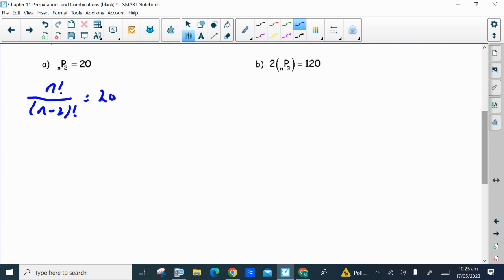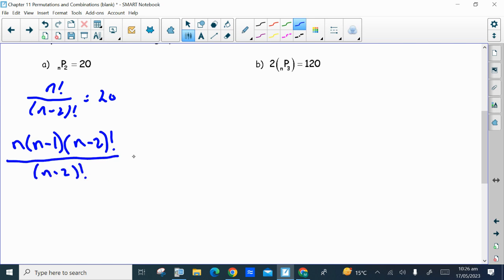And then, like we did yesterday, we can simplify the expression on the left by expanding either the top or the bottom. Remember, you always expand the larger of the two expressions, which would be n. n is bigger than n minus 2. So n factorial will be n, the next factor in the expansion will be 1 less, n minus 1. The next one would be n minus 2, which is where we'll stop and put a factorial on the end, because that's our denominator.